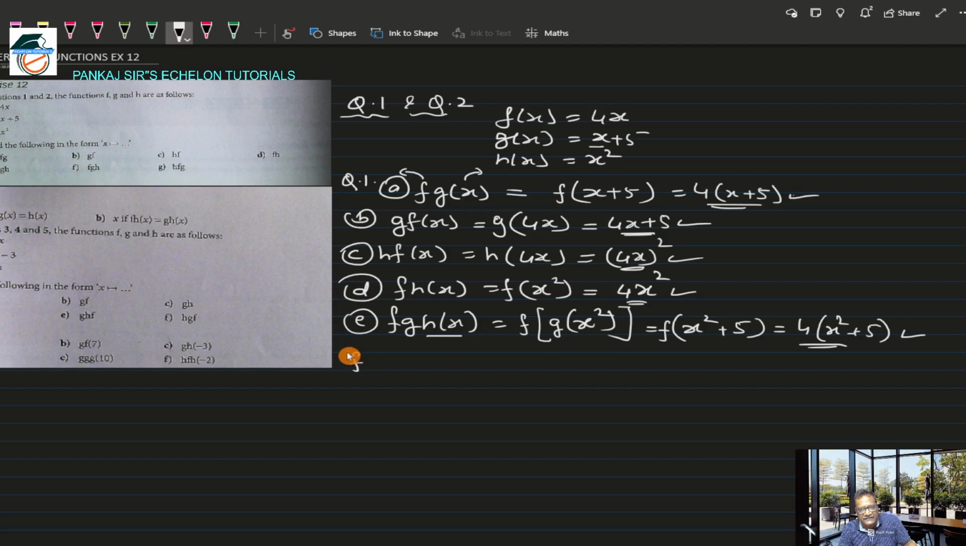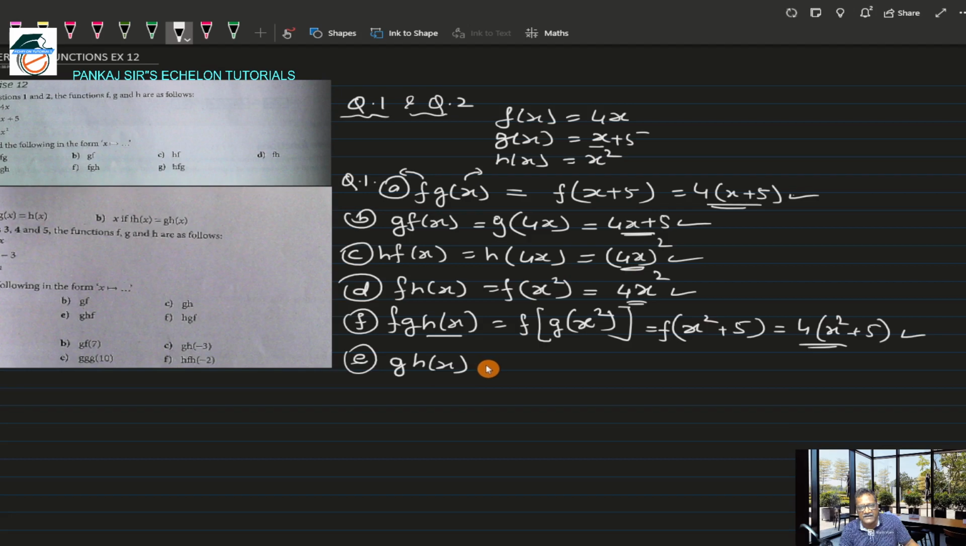Now F. Sorry, this was A, B, C, D. E was GH of x, right? Okay, this was F, I suppose. I skipped that. By mistake, I did this FGH of x first. So this was actually F. I'll write this as F, and this is my E. E is what? It is GH of x.